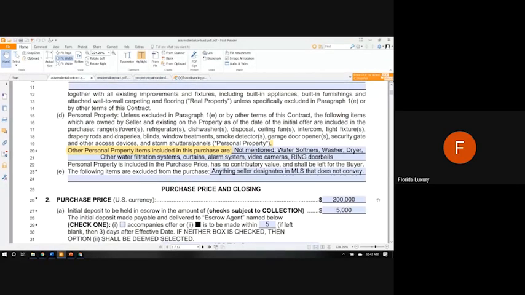Now, I just had a situation about a year ago. The seller was this art enthusiast, and they had these beautiful drop lights in the kitchen that had custom art covers on all of these lights. They were not leaving them.